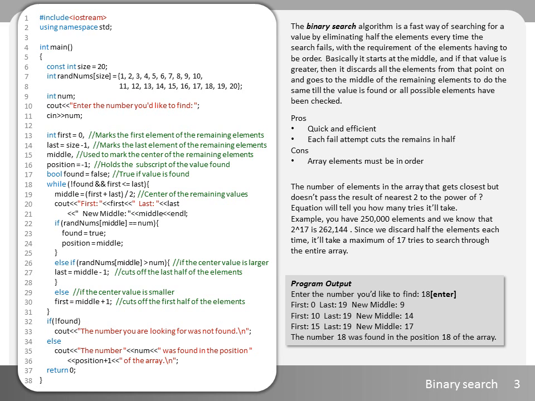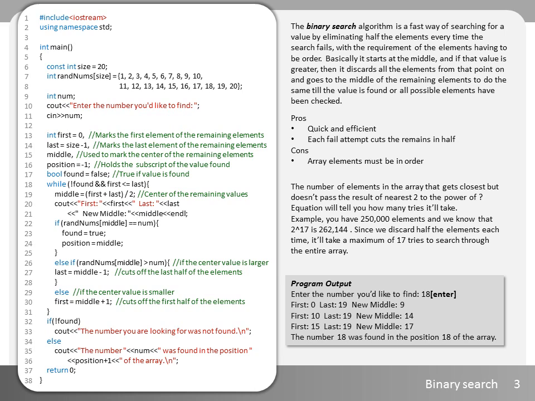The binary search algorithm is a fast way of searching for a value by eliminating half the elements every time the search fails, with the requirement that the elements have to be in order. Basically, it starts at the middle, and if that value is greater, then it discards all the elements from that point on and goes to the middle of the remaining elements to do the same, till the value is found or all possible elements have been checked.